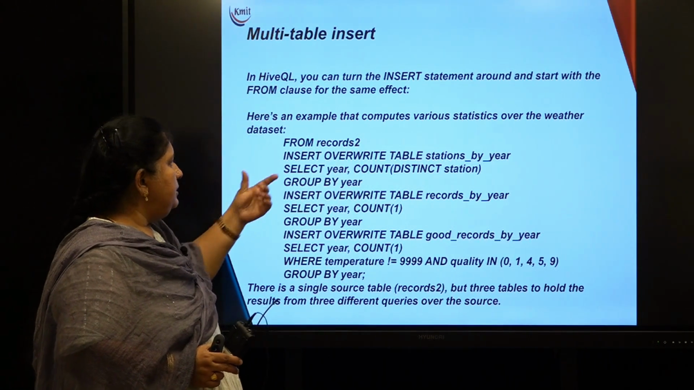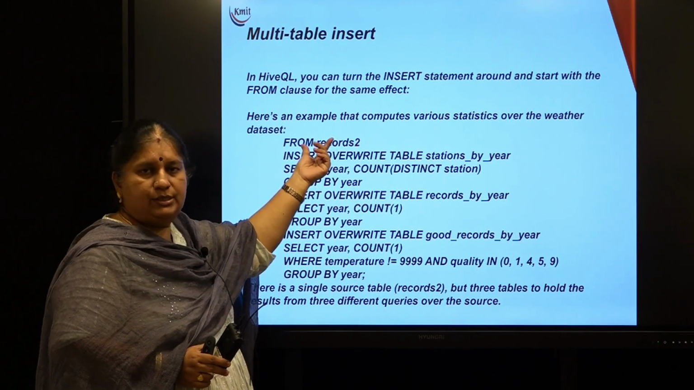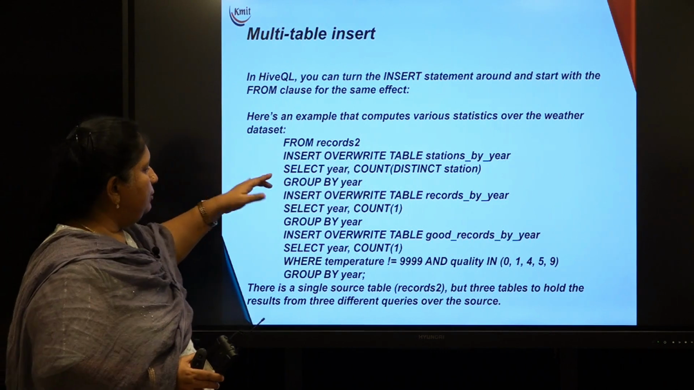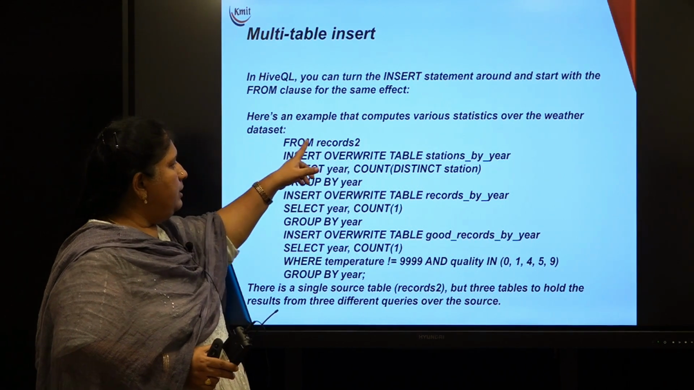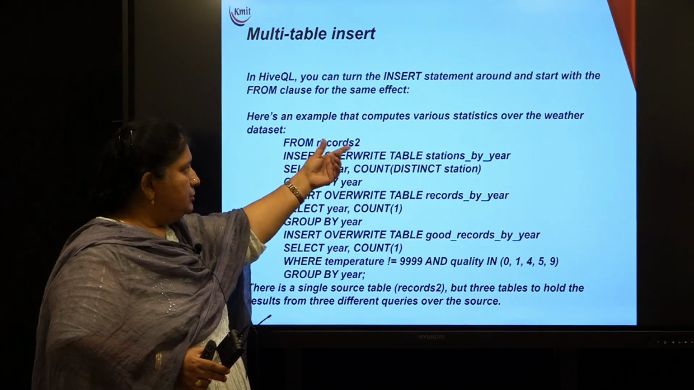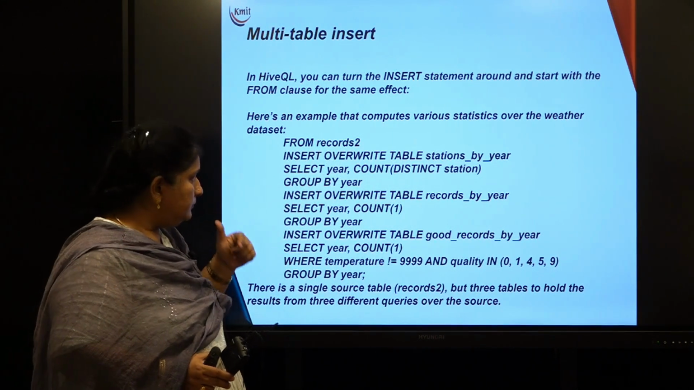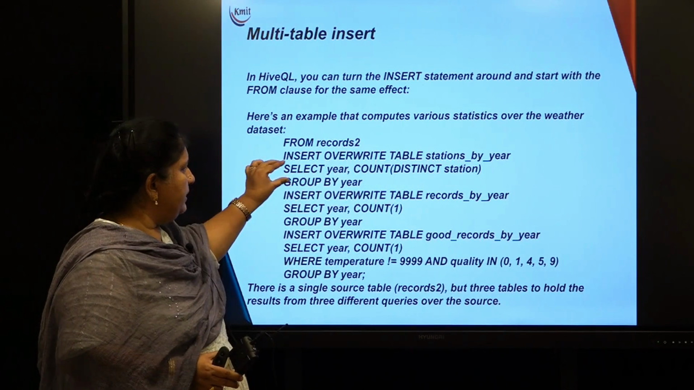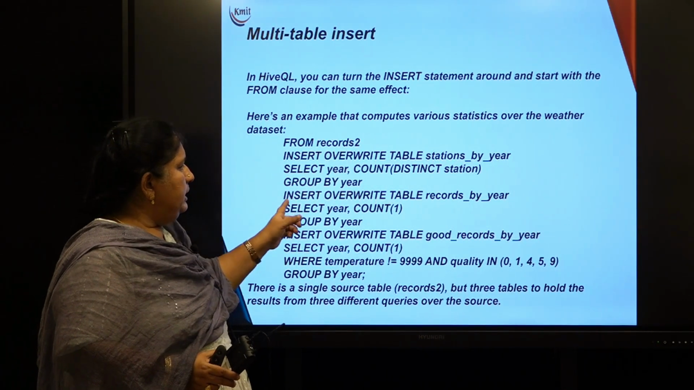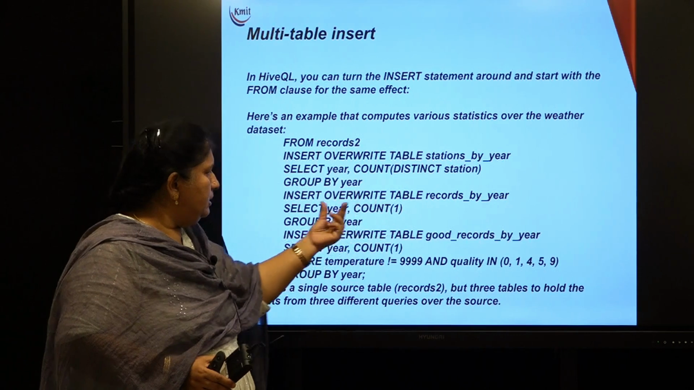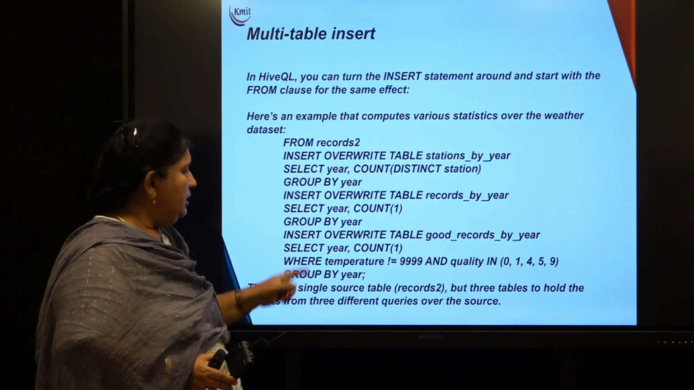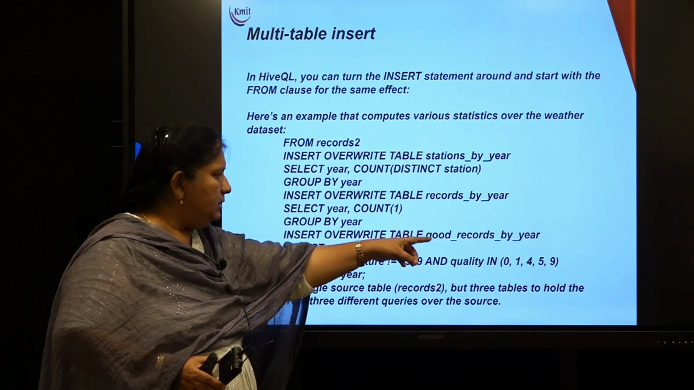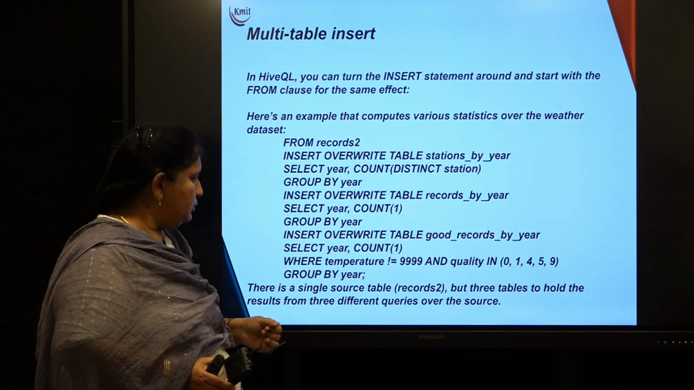Say for example, you have records 2, which is a table that already exists in the Hive warehouse. So you can use it from records 2. Use this relation for inserting into stations by year based on a particular select criteria, insert into records by year based on this select query, insert into good records by year by this select query.